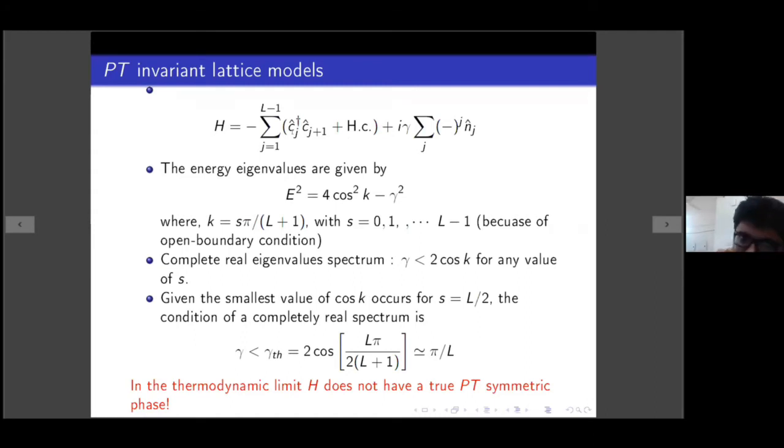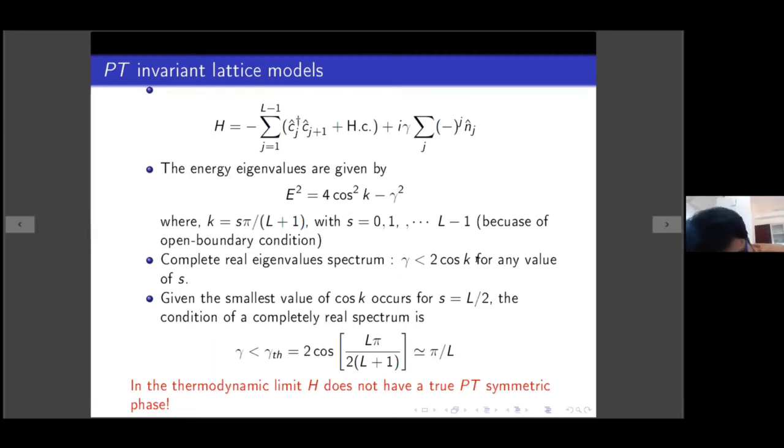It turns out that you can actually solve this model, and the energy dispersion will have this simple form going to the momentum space. This k_s can be defined this way, where s is just some integer, and this happens because you are using an open boundary condition chain. If you believe in this equation, you can see that when gamma is less than twice cos k, for any value of s, you have a completely real eigenvalue spectrum. So you should have a PT symmetric phase.